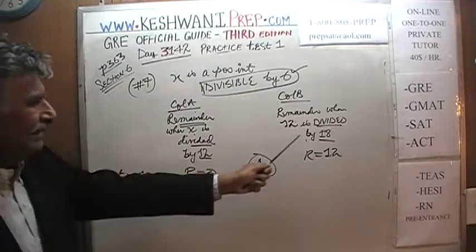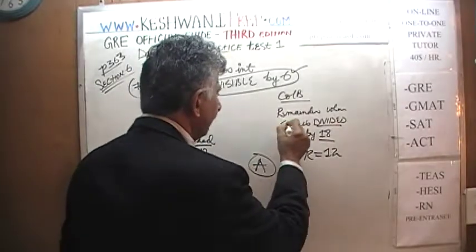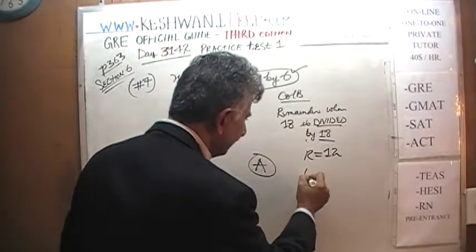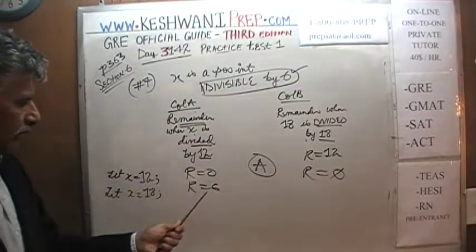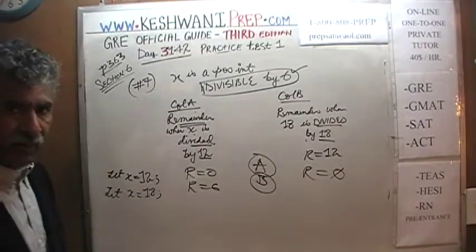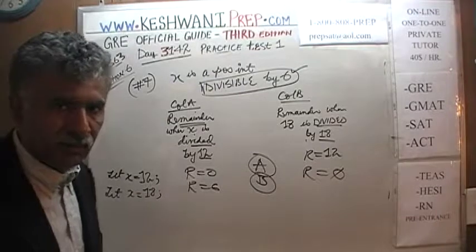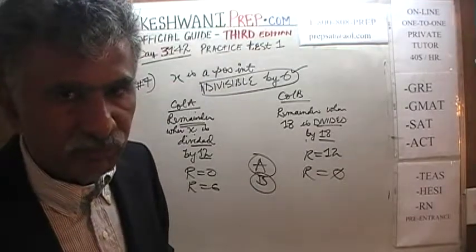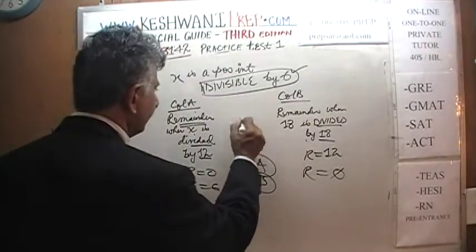But when we divide 18 by 18, the remainder is going to be 0. You see, before the answer was A, now the answer is B. And if we can make the journey this far, then we are done. That's it. We don't need to invest any more time in this question on the real exam. We're getting conflicting answers, and therefore the answer is D.